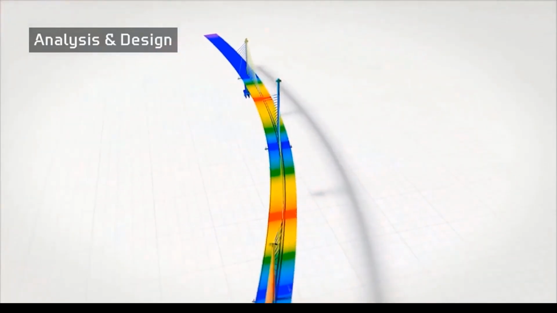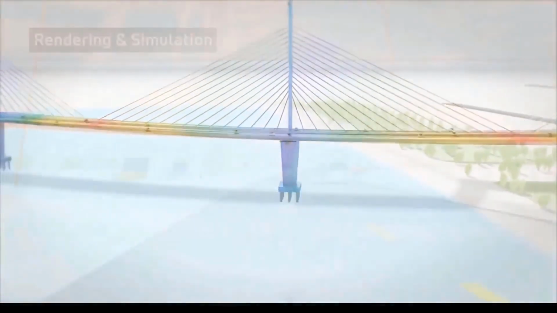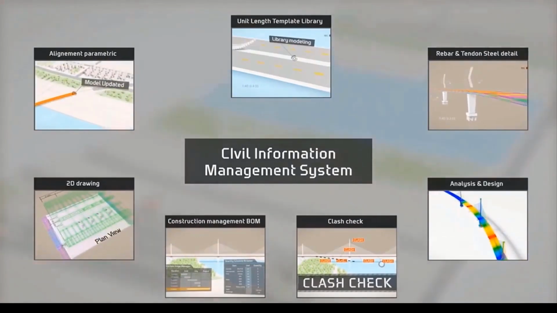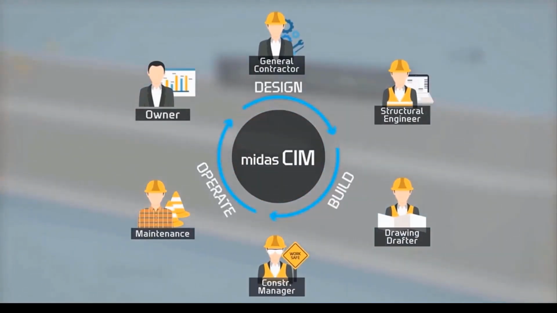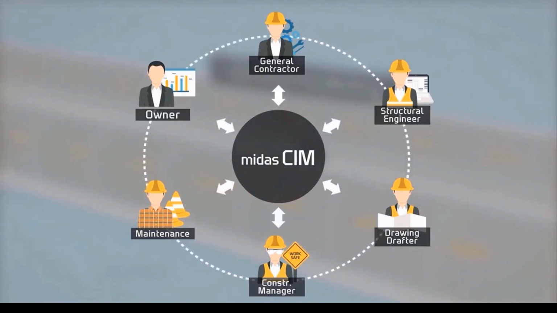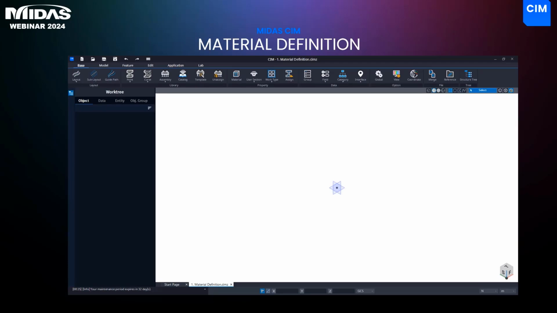And finally, you can export the model into MIDAS Civil NX, where you can carry out the analysis and design. So thus, CIM is a one-stop solution which can be used by all the project stakeholders. So I hope that you have got a brief idea about the different capabilities of CIM. So next, let us try to understand how the modeling is done in CIM. The first step in any of the modeling would be creation of the materials. So now let us see how we can define the materials in CIM.